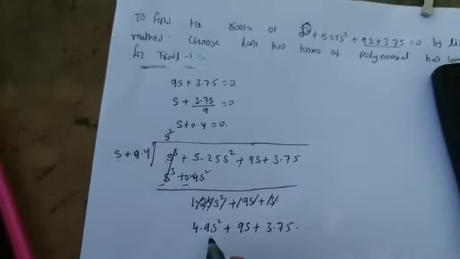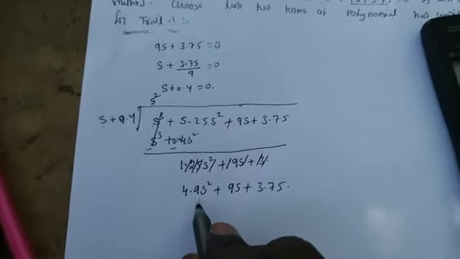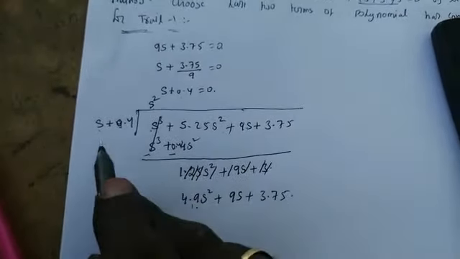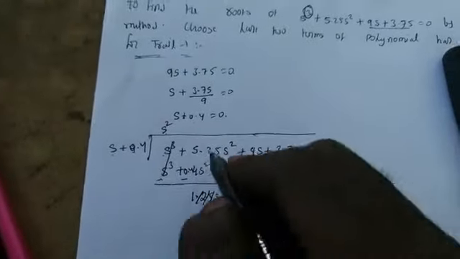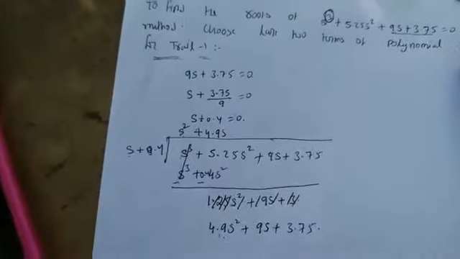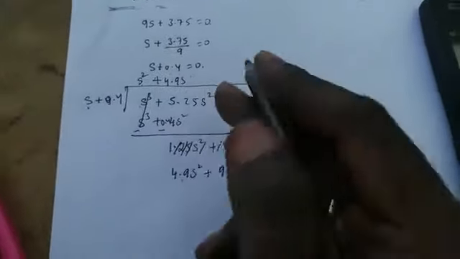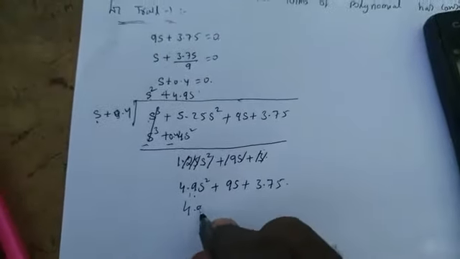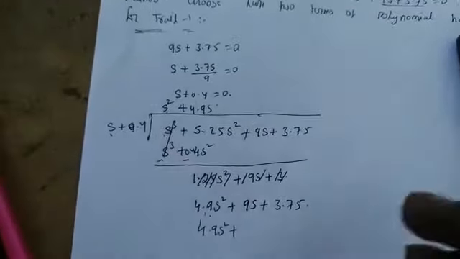Now you have to cancel this term. How can we cancel it? By multiplying s by 4.9s. So here I am putting 4.9s. Now what you will get? S into 4.9s is 4.9 s square, plus 0.4 into 4.9.